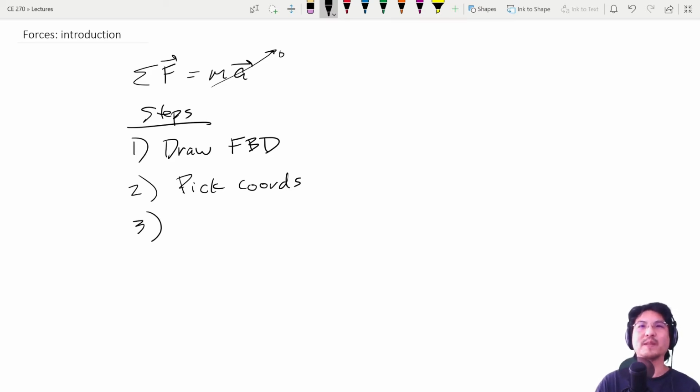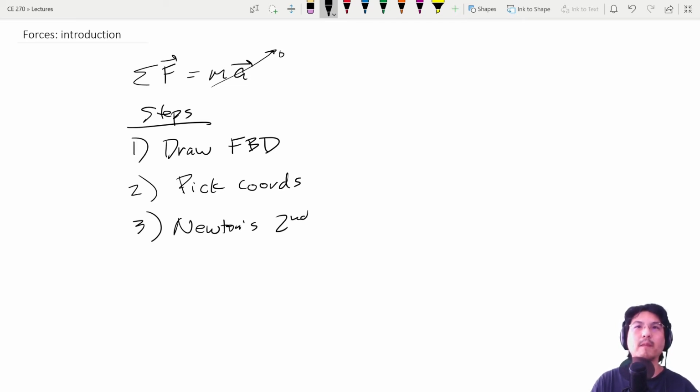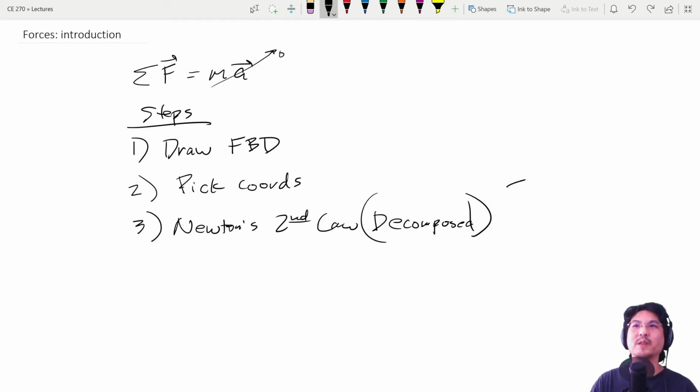Then once you have your free body diagram and your choice of coordinates, you write out Newton's second law, but you can decompose it according to the coordinates you picked. So now you write Newton's second law, decomposed. For example, that's a 3D vector equation, right? So instead of one 3D vector equation, you can split it into components.